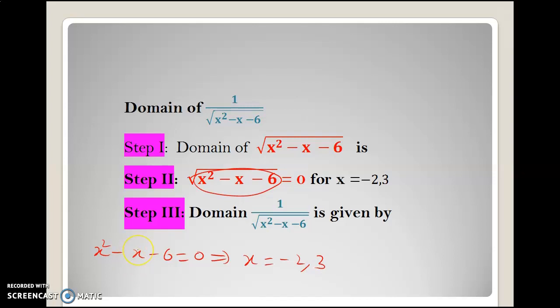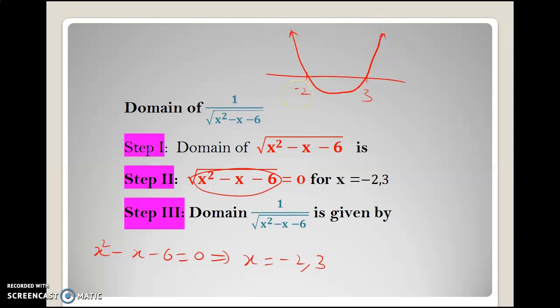Now we plot the rough sketch of x square minus x minus 6. Minus 2 and 3 are the 2 points where the graph will cut the x-axis, and a quadratic function is a parabola. If the coefficient of x square is positive, then it is an upward parabola. So we plot an upward parabola. We have discussed these in the previous videos.